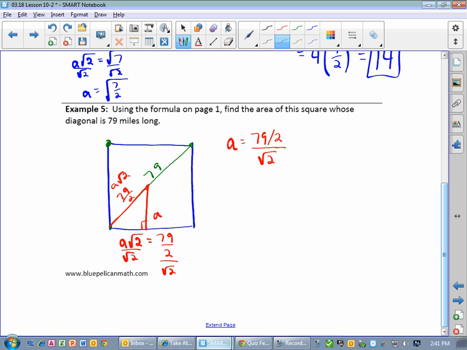We still need our perimeter. So if our hypotenuse is 79 over 2 over the square root of 2, how long is our side? It's two of those. So we have 79 over 2 times 2, we get 79. So our side length here is 79 over the square root of 2, because we multiply this by 2. 79 divided by 2 times 2 is 79. How many of those do we need for the perimeter? 4. Okay, so our perimeter is 4 times 79 over the square root of 2. Now again, notice how I'm not simplifying the whole part.